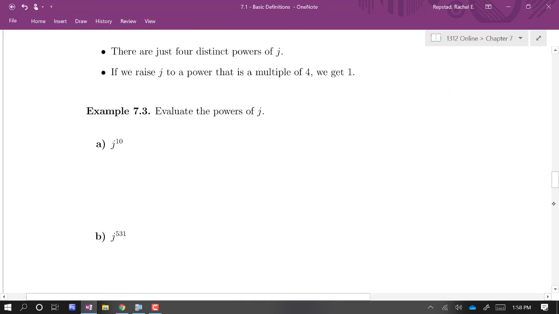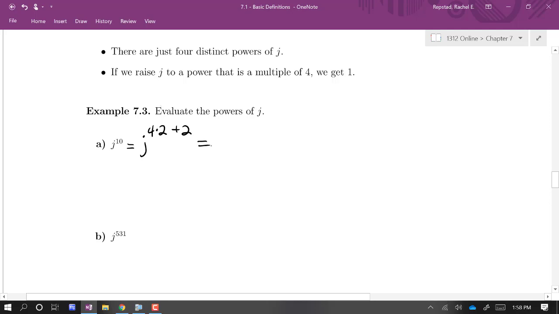So we're going to start with a small one, j to the 10th. The first thing I'm going to do is write 10 in what I think will be a helpful way. I'm going to think of it as some multiple of 4 and then what's left over. So the highest multiple of 4 less than 10 is 8, and that's 4 times 2. And then there's 2 left over, right? So 4 times 2 plus 2 is equal to 10.